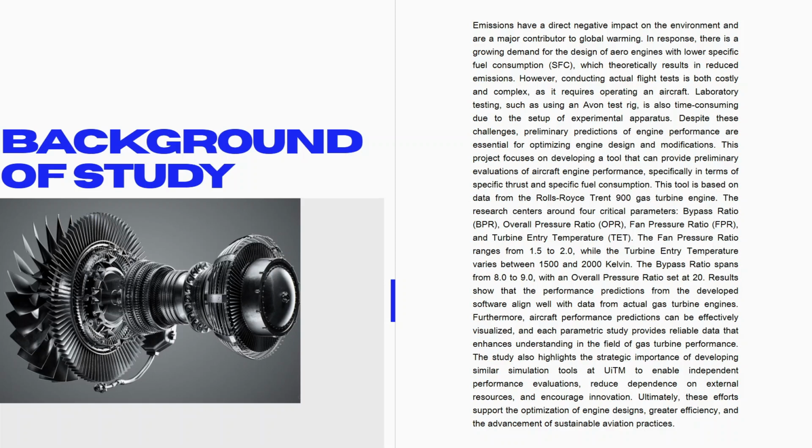In this project, I developed a computational interface capable of predicting specific thrust and SFC based on the Rolls-Royce Trent 100, a 3-spool high-bypass turbofan engine. The study focuses on 4 key parameters: bypass ratio, overall pressure ratio, fan pressure ratio, and turbine entry temperature within realistic operational ranges. Results show close alignment with actual gas turbine data, making this tool both accurate and highly beneficial for engine design optimization and sustainable aviation practices.